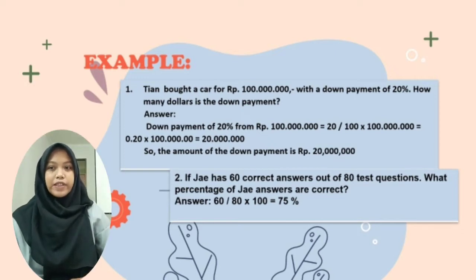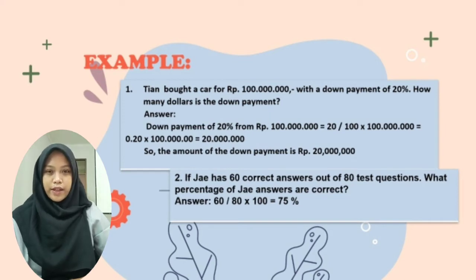Question 2. If J has 60 correct answers out of 80 test questions, what percentage of answers did J get correct? 60 out of 80 times 100 is 75%.